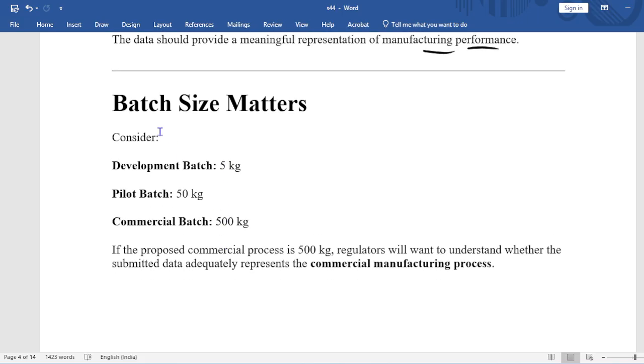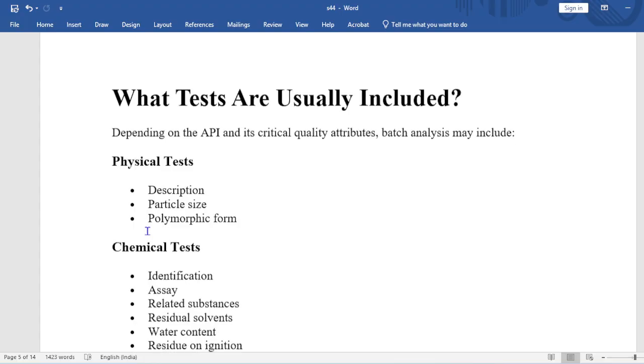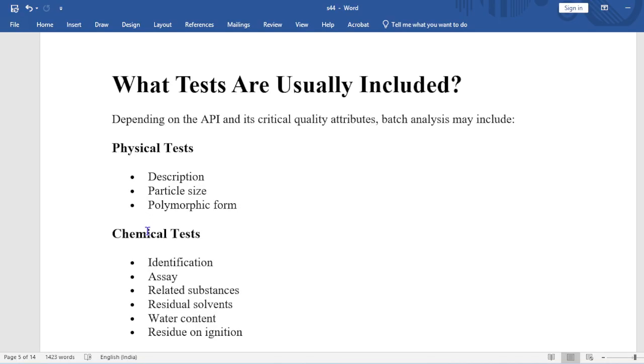Now, why does the batch size matter? For the development batch, let's consider 5 kg, for pilot 50, commercial 500. If the proposed commercial process is 500 kg, the regulators will want to understand whether the submitted data adequately represent the commercial manufacturing process. So that's why batch size is also an important point when it comes to the batch analysis.